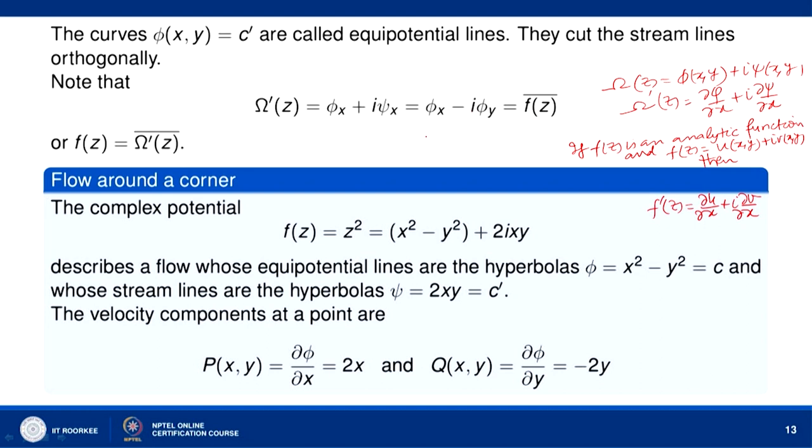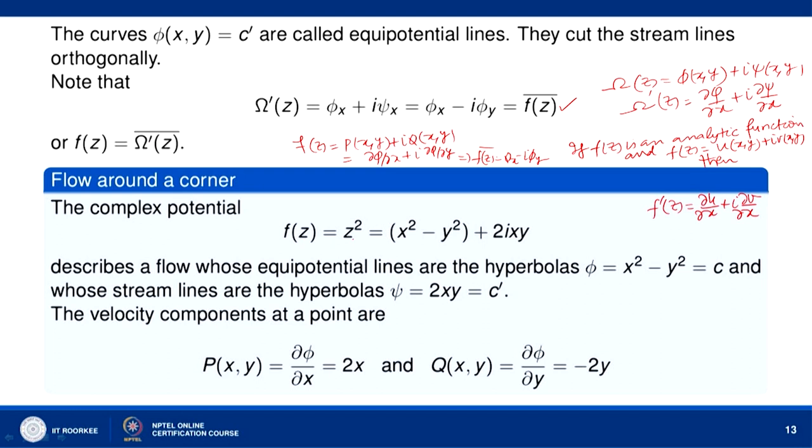Now we have f z equal to p x y plus i q x y. p x y is phi x, q x y is phi y. So f z conjugate will be phi x minus i phi y. This implies f z conjugate equal to phi x minus i phi y. So this is omega dash z equal to f z conjugate, or we can say f z equal to conjugate of omega dash z. Now let us discuss the flow around a corner.